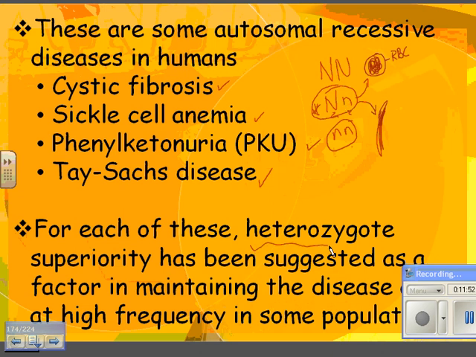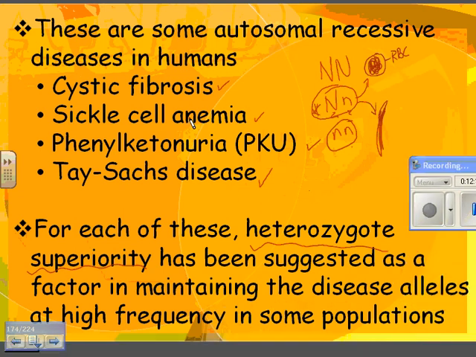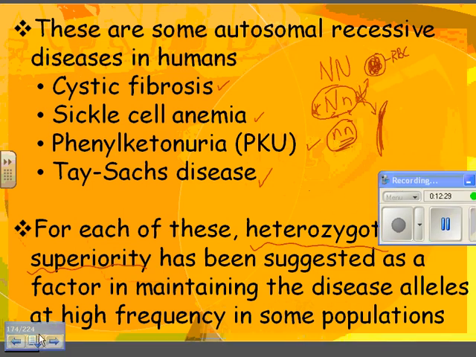So this is called heterozygote superiority, meaning both homozygous folks don't do as well as the heterozygous one does. So that's why they think this disorder is so common. Sickle cell anemia is found in Africans, people of African descent. For each of these, the heterozygote superiority has been suggested as a factor in maintaining the disease alleles at a high frequency in some populations. You would think with such an awful disorder that you would have fewer and fewer people with the disease, but it's not true because of this heterozygote advantage.